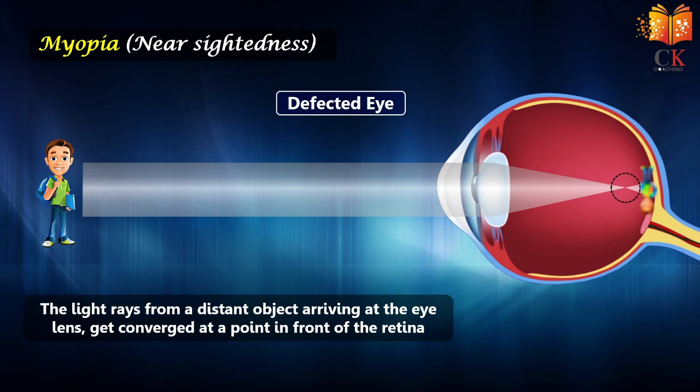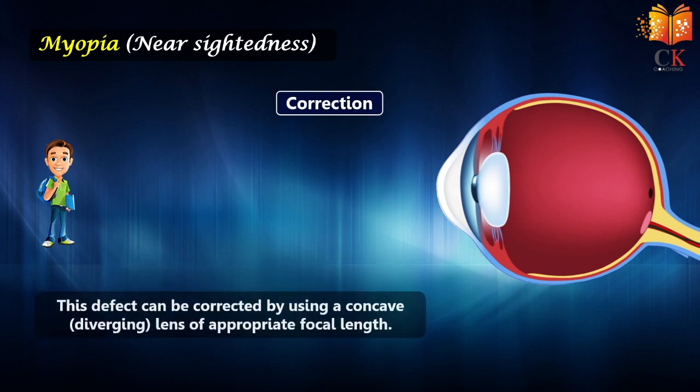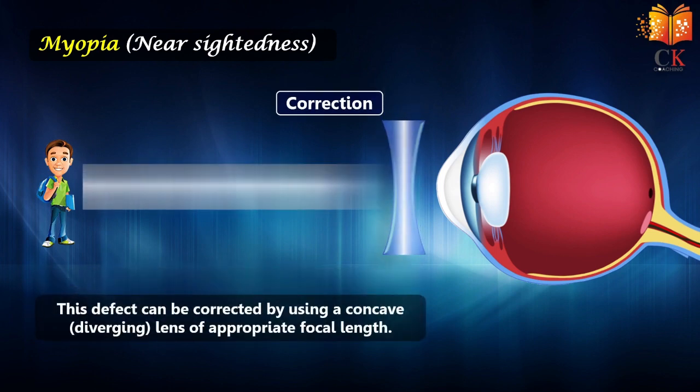So how do we correct this problem? For this correction we will be using a diverging or concave lens of a suitable focal length so that we have the exact power. What this will do is first diverge the rays a little, so that there is a shift of the point at which the light rays are merging. So with this correction we will get the image somewhere here.